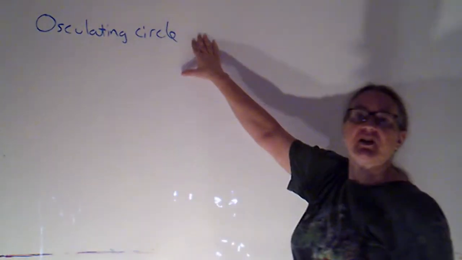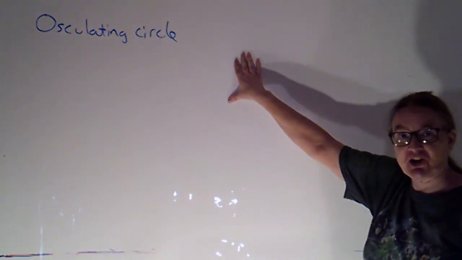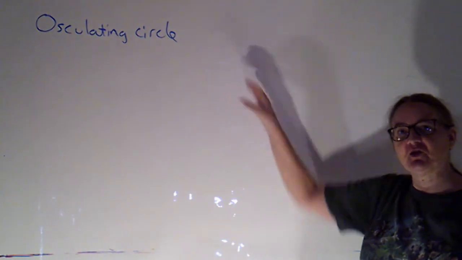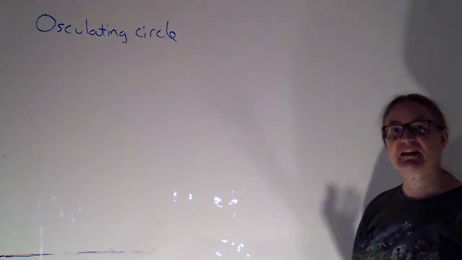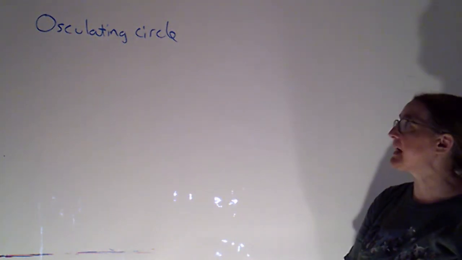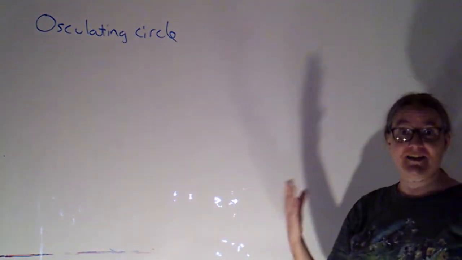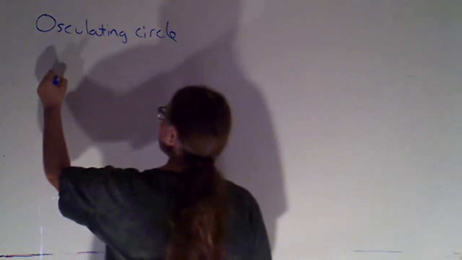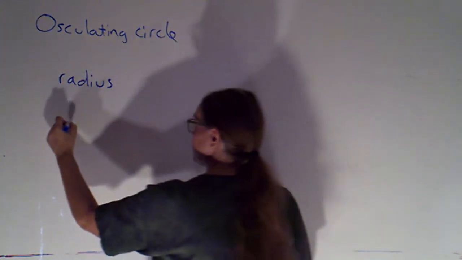The last topic in this section is the osculating circle. I referred to this when we were studying curvature. I said the osculating circle was like the round version of the tangent line. It's going to be the circle that best approximates a curve at a particular point. With a circle, I need to know two things: the radius, and where to put the center.